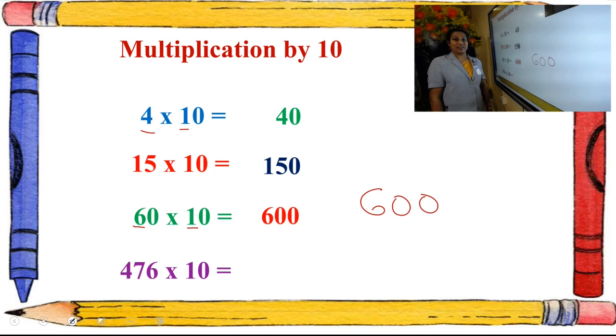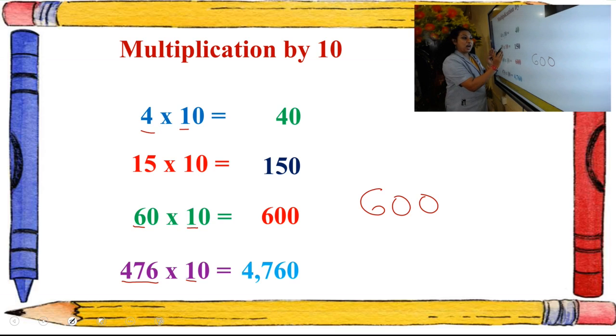Next question. 476 into 10. What will you do? 476 into 1. Any number into 1 gives the same number. So 476 into 1 is 476. And how many zeros you have to add? 10 has only 1 0. So add that 0. So the number is 4760. So when you multiply a number by 10, you need to multiply it with 1, then add 1 0.